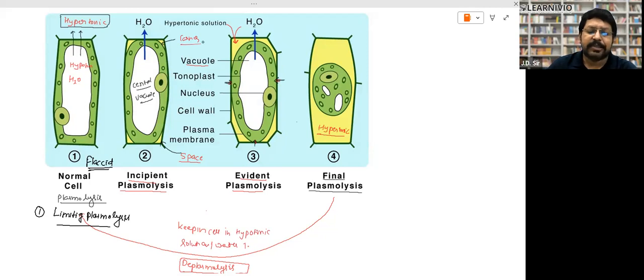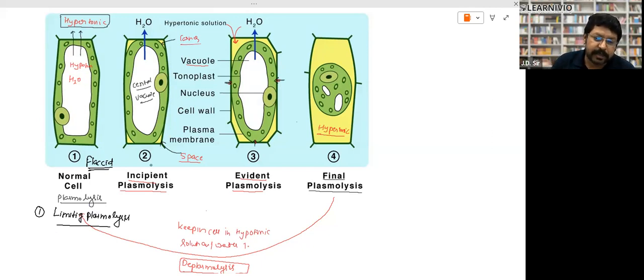Suppose that these cells have been kept in hypertonic solution. So this is a flaccid cell, normal cell. What will happen? Plasmolysis will take place, and during this plasmolysis, water will start coming out from the vacuole to the outside of the cell, right? So water will start coming out from hypotonic solution to hypertonic solution. This is called plasmolysis or limiting plasmolysis, right?